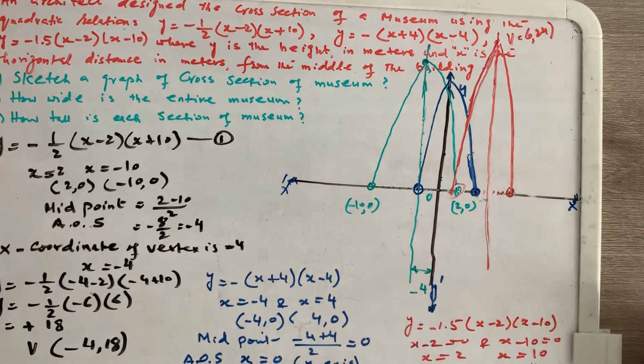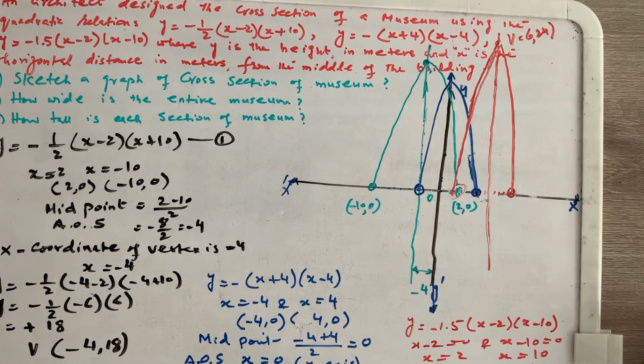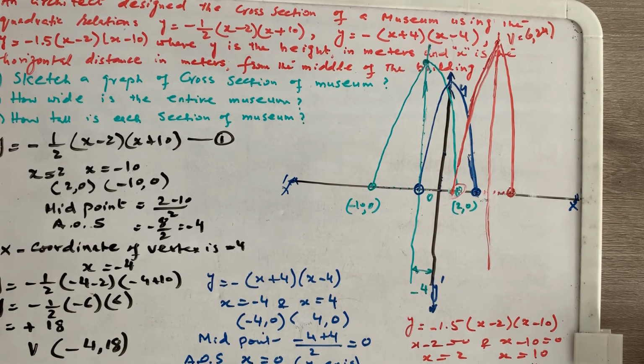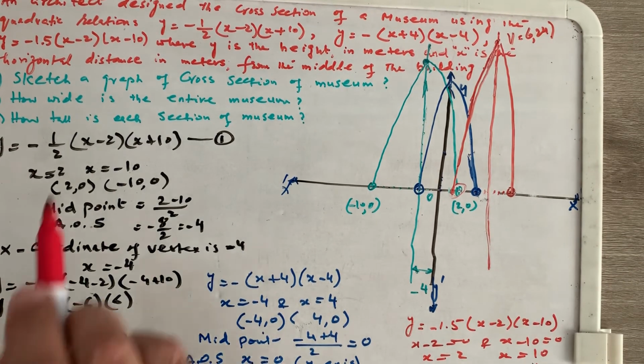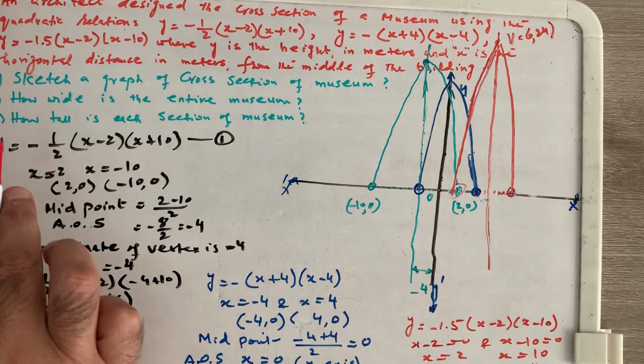Sketch the graph of the cross section of the museum. Hope you understand all the steps. First step is to find out two x-intercepts. So this gives you 2 points on the parabola. Second step, find out the midpoint. Midpoint is also the axis of symmetry of these two x-intercepts. And this is also the x-coordinate of the vertex. So when you know the x-coordinate of the vertex, substitute back into the equation to get the y-coordinate of the vertex. And this vertex will tell you the other part.